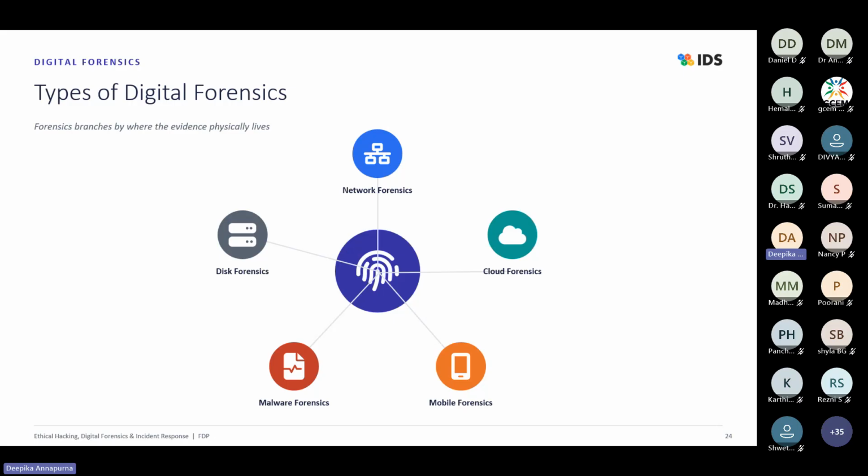Okay. Network forensics. What will it do? Network forensics will examine the network traffic, right? How attackers communicated or moved through the systems, or how attackers transferred the data through the network traffic. This comes under network forensics.